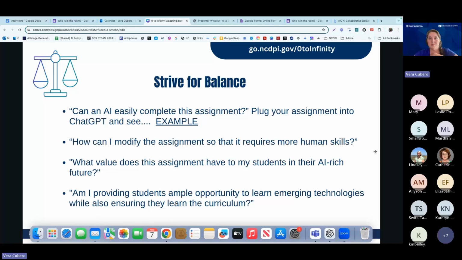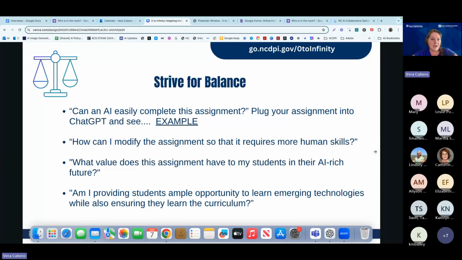But I also want to encourage everyone to strive for balance. I will never encourage that students are on computers all the time. I've never done that. I will also never encourage that every single day, every single thing you do, students are using AI. That's not an appropriate balance either.